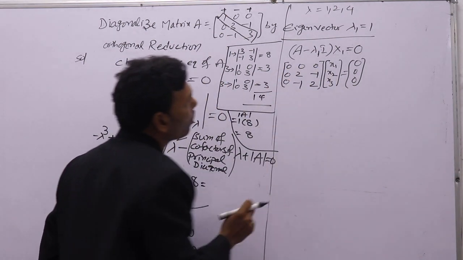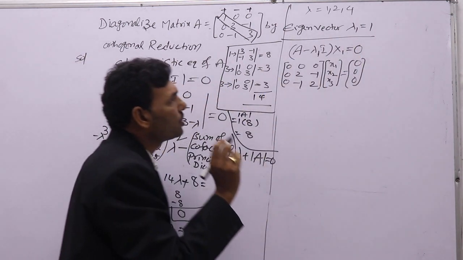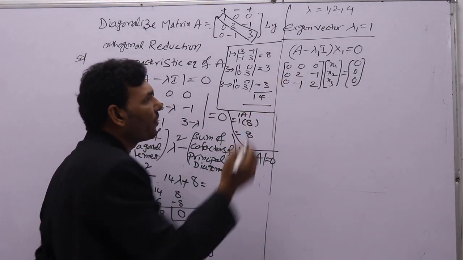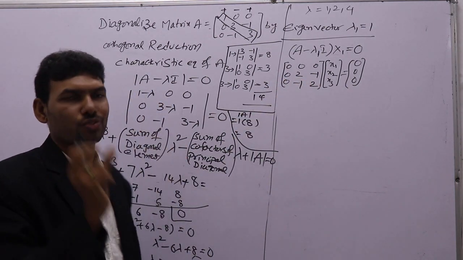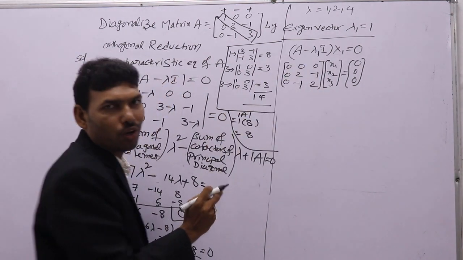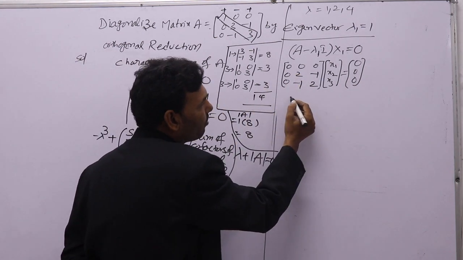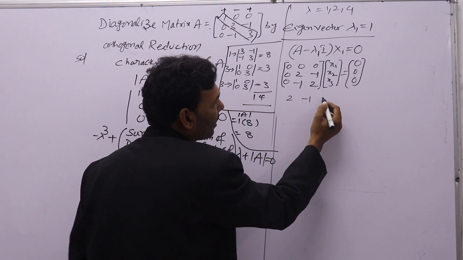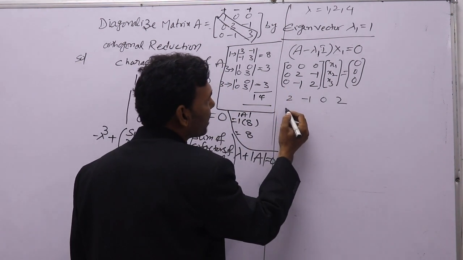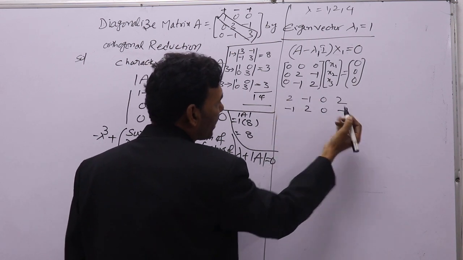The first row is all zeros, but an eigenvector can never be the zero vector. That means if you solve any two equations, you cannot get three zeros. That's why we avoid the zero row. So the first row is a zero row, I am avoiding it. I am taking the second row, from second element to second element: 2 minus 1 0 2. Here also take from second element to second element: minus 1 2 0 minus 1.